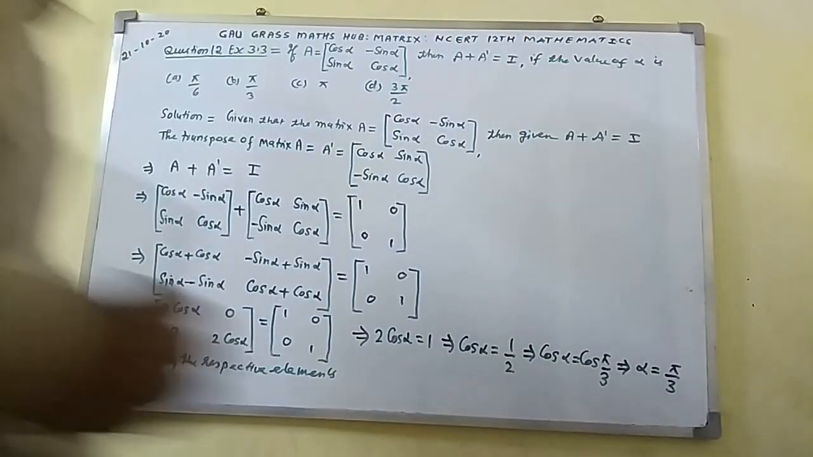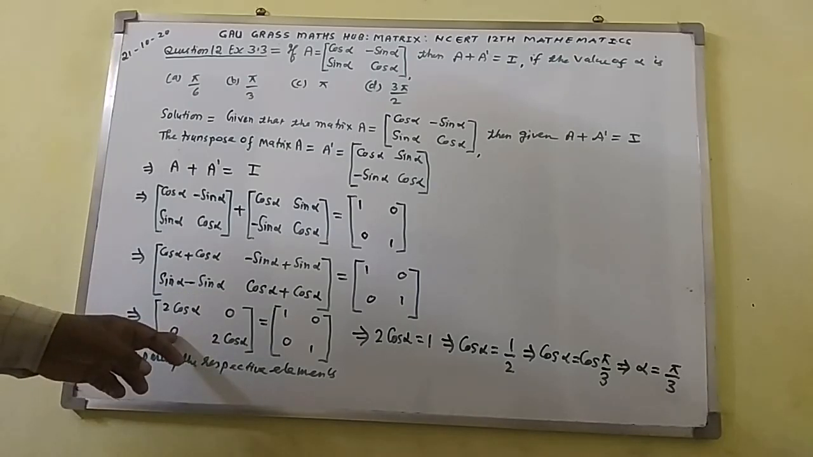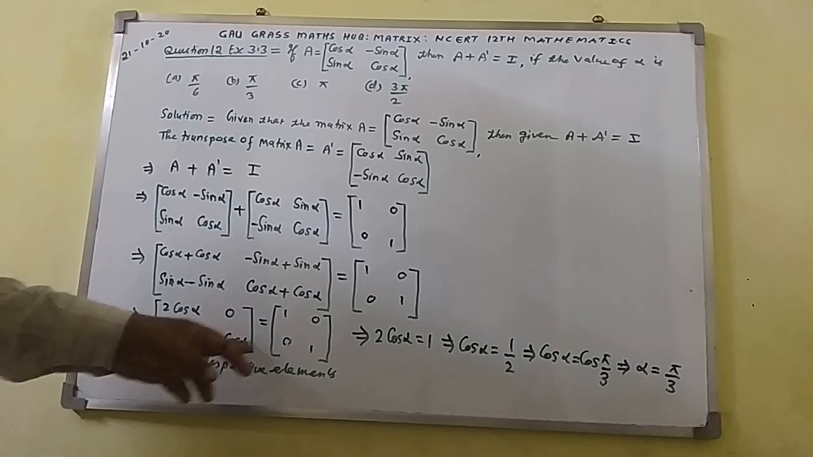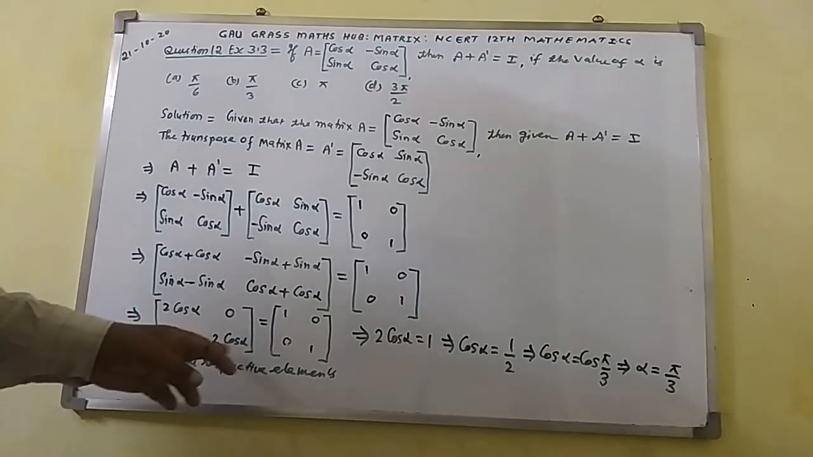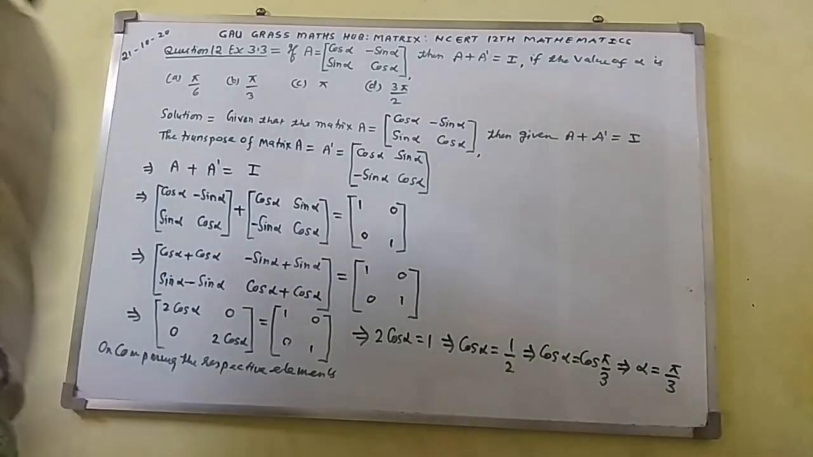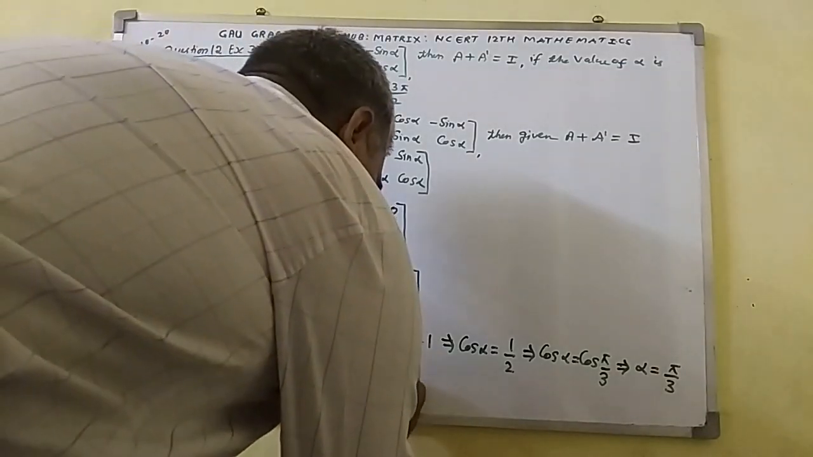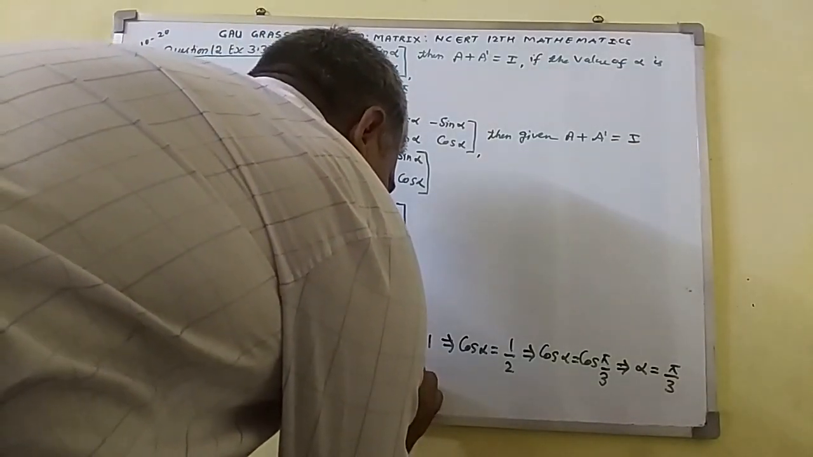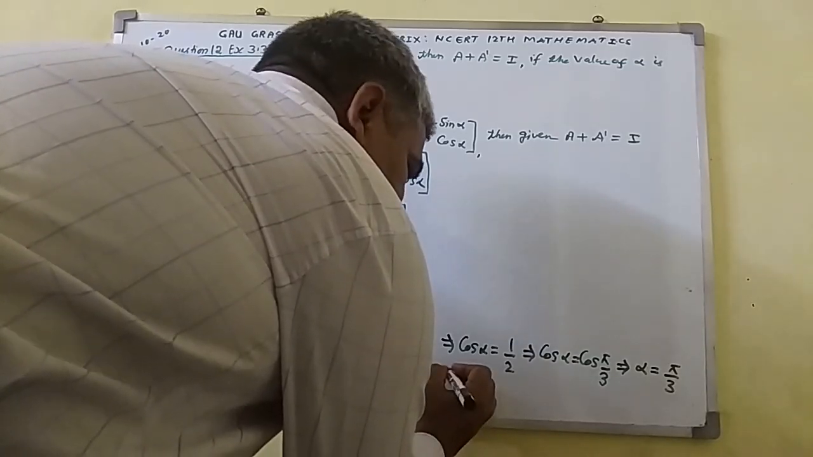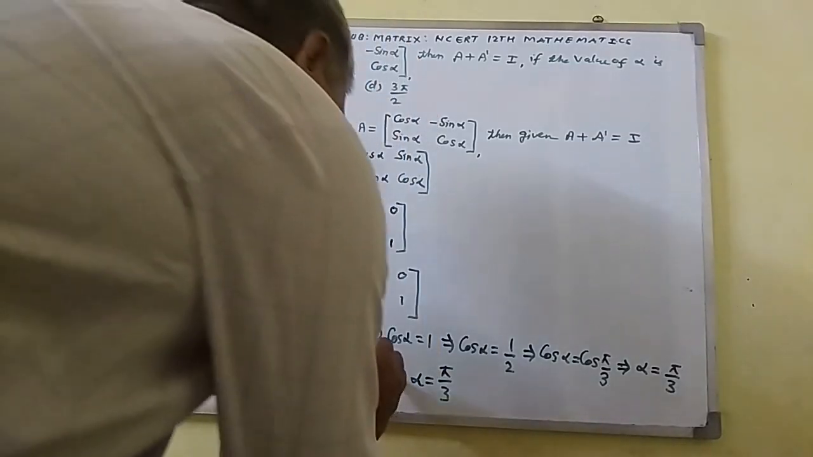You have got it. Now the respective element 0, here you will get 0. This respective element 0, here you will get 0. Here also you will get 2 cos alpha equal to 1. So here you have got the answer alpha equal to pi by 3. So here I shall write the answer: implies that alpha equal to pi by 3. This will be the correct answer.